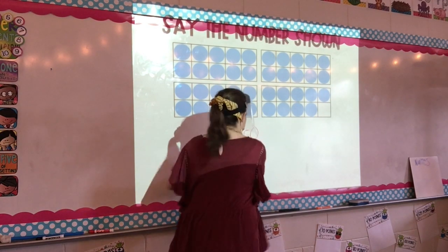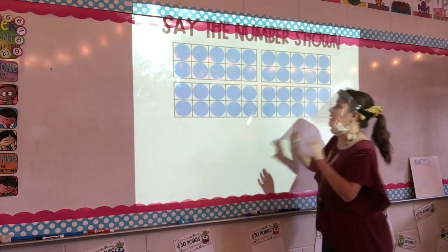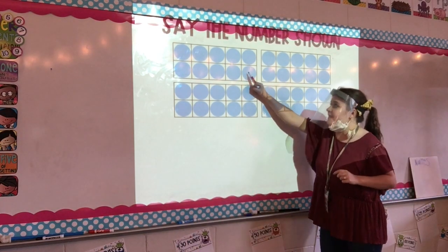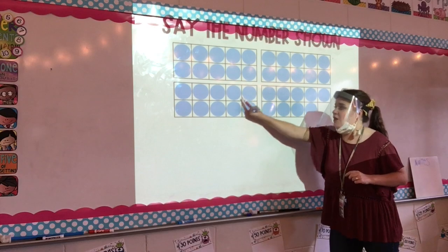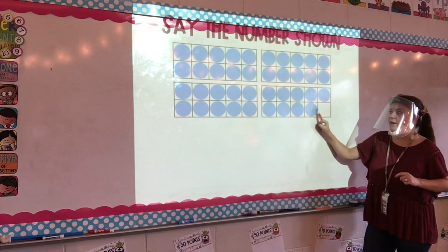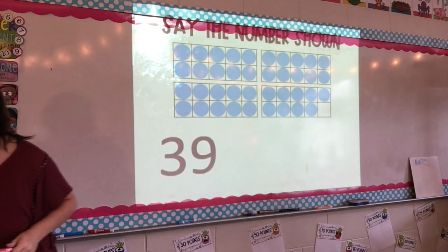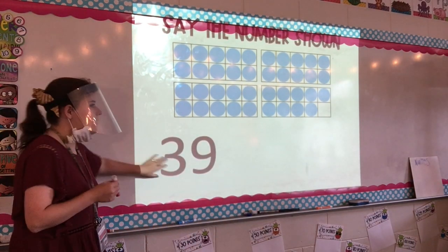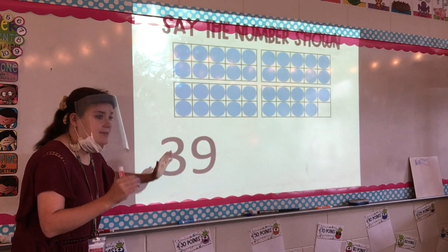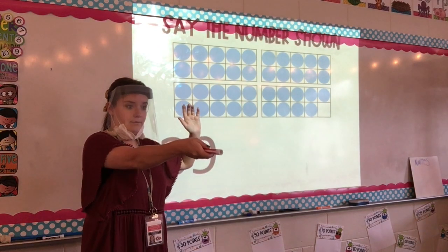So, I need to slow down and only count my complete 10 frames. 10, 20, 30, and then what's this number? 39. Good job. It's 39. Now, what would 39 need to make the next 10? 1. It needs 1 again.